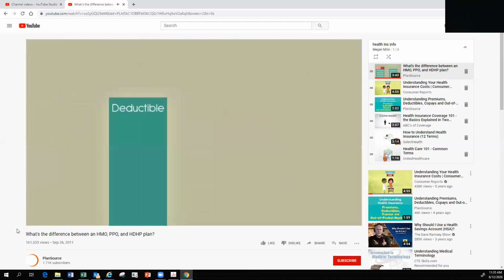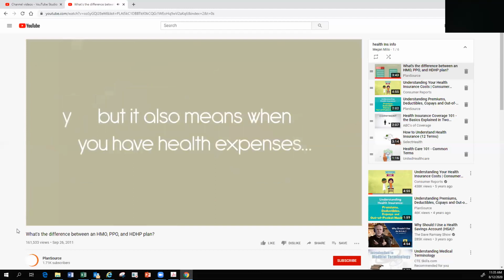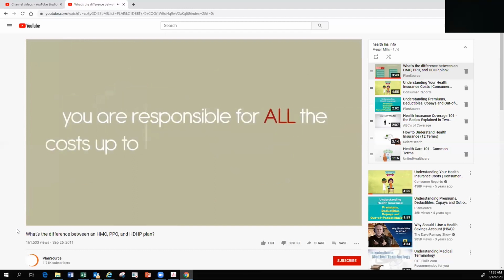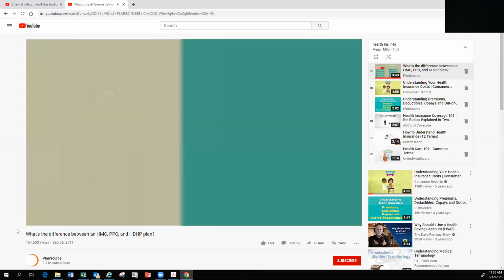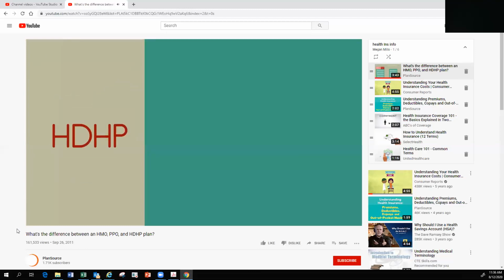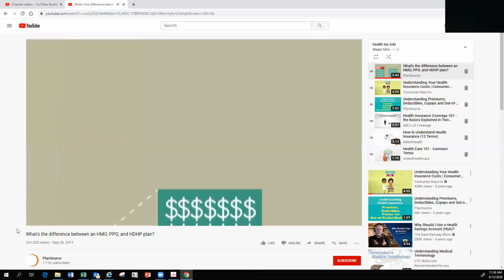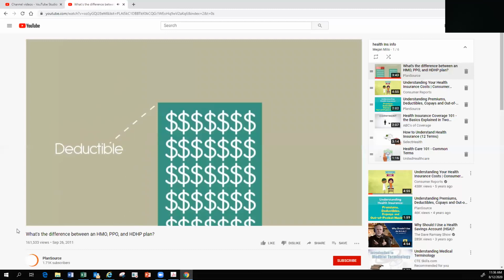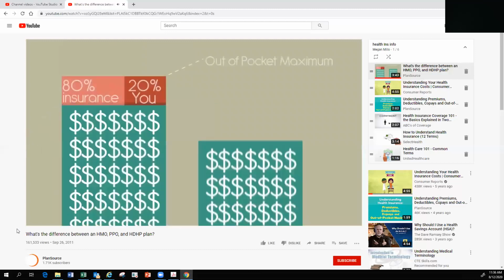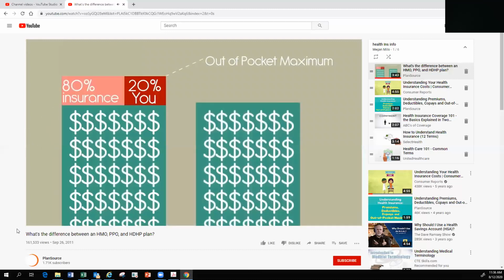The higher the deductible you choose for your medical plan, the smaller the monthly cost will be. But it also means when you have health expenses, you are responsible for all the costs up to that deductible amount. Generally, HDHPs use what is called coinsurance to determine how much you pay for services after you meet your deductible. This is the percentage of a bill that the insurance company will pay at that time.